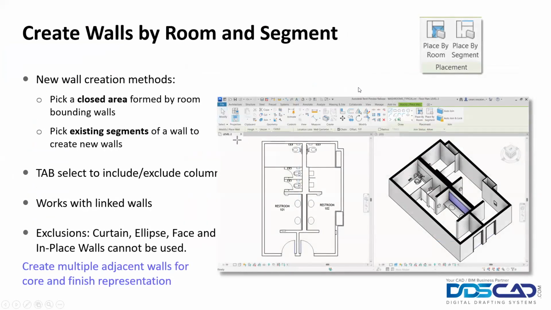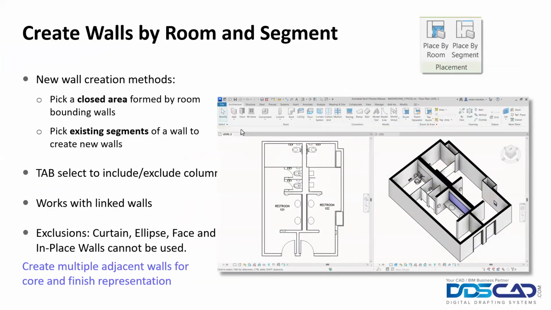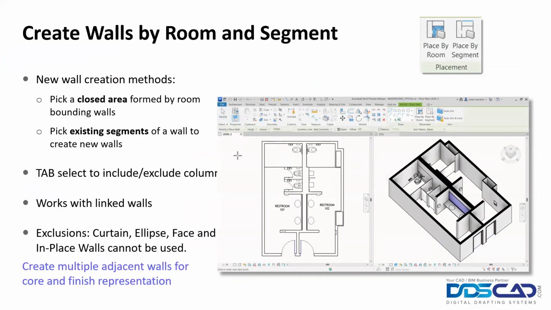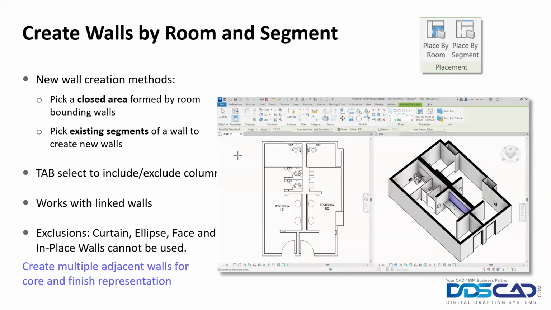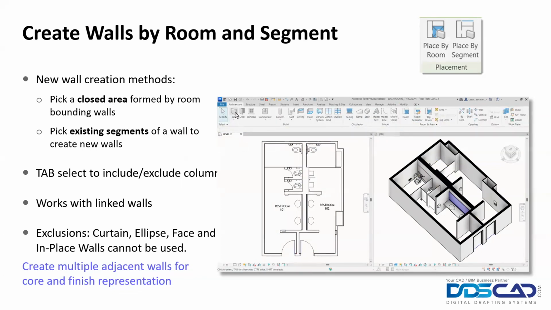Create walls by room and segments. This has been a really nice addition, but there are some things that you need to be aware of, which is much easier for me to show you in the actual demonstration than it would be for me to explain it here. So please understand, exclusions are curtain walls, ellipses, faces, and in-place walls cannot be used. In-place walls, I believe it's actually talking about the face-based walls when you use massings. Very well, let's see this in Revit.